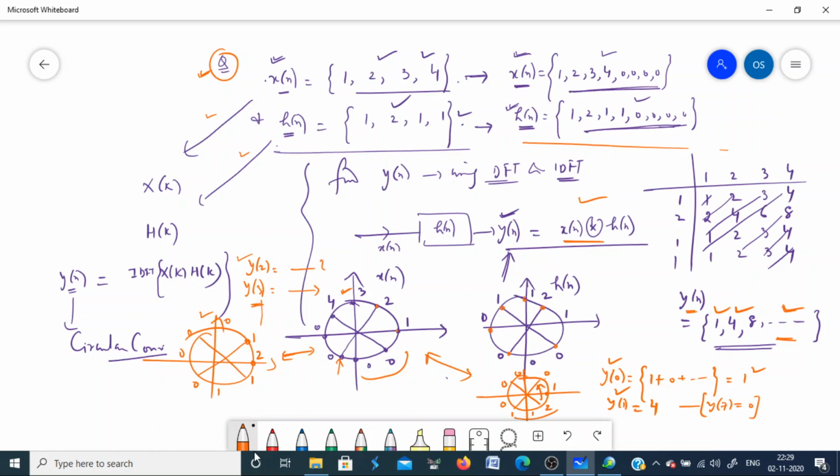Okay, it means if you pad both the signals, the input signal and the impulse response, with zeros, so that the length of the signals becomes equal to the length of the output, in that case, if you multiply the two DFTs and find the IDFT, that will be the same as the linear convolution. Or you can just say the circular and the linear convolution will become equal in that case.